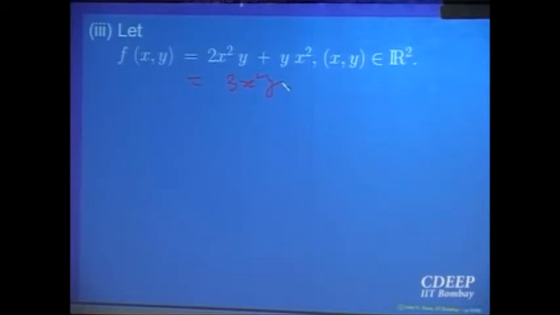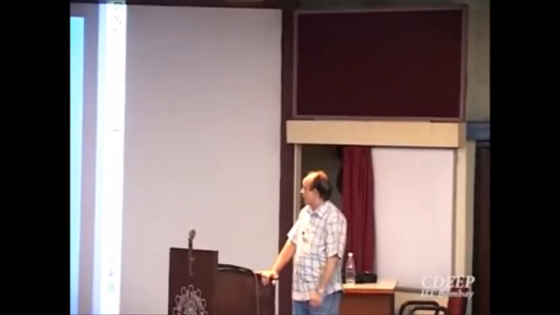Saddle point? Why? Along which curve are you moving? Along any y. So let us move along y equal to x square. That passes through 0, 0. If I move along y equal to x square, then the function will take arbitrarily small positive values.